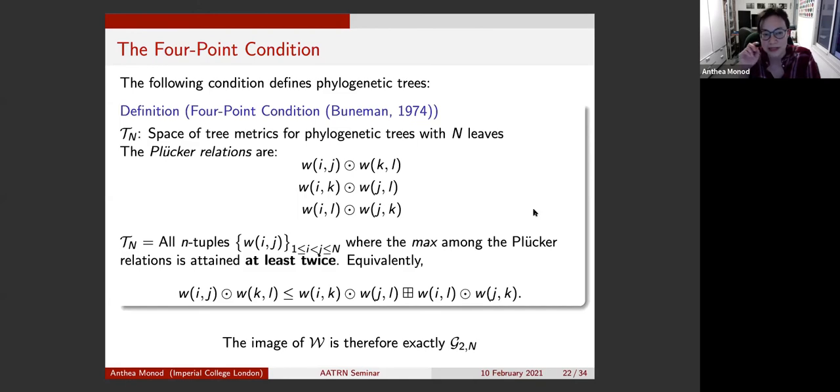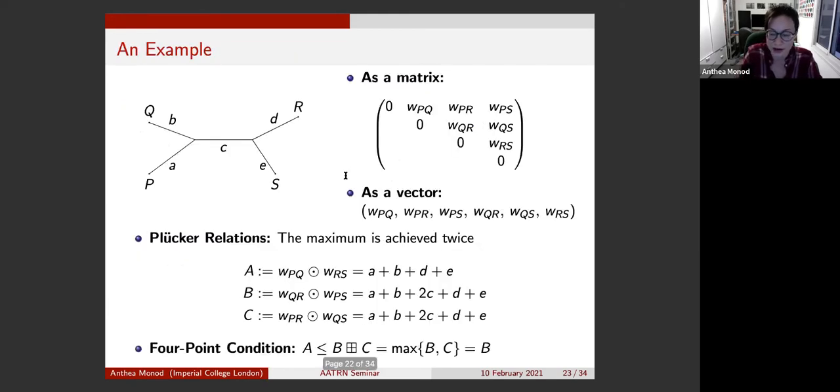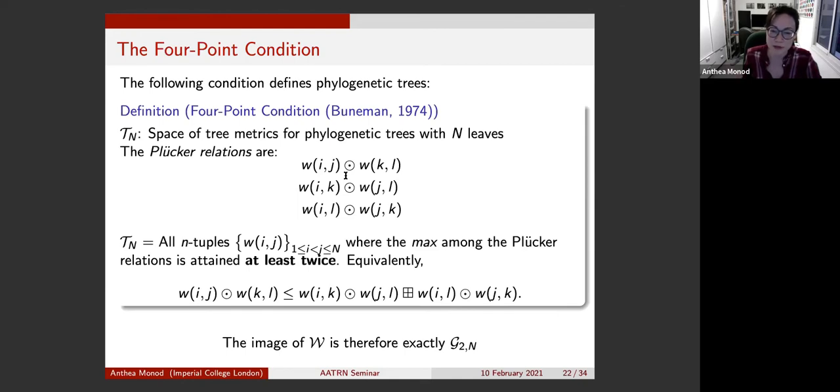So how is this actually relevant to trees? It turns out that there's also this coincidence with what's known as the four-point condition. Interpreting the equations of the Plucker embedding of the tropical Grassmannian into the tropical version, it recovers this four-point condition. The four-point condition tells you what you need for a collection of distances to actually be a phylogenetic tree. Because you can write down a distance matrix, and say that these represent leaves, but how do you actually know that it's a tree? Well, you know that it's a tree if the Plucker relations, which are these three equations here, have the maximum of all of these attained at least twice, or if you equivalently have this inequality satisfied here.